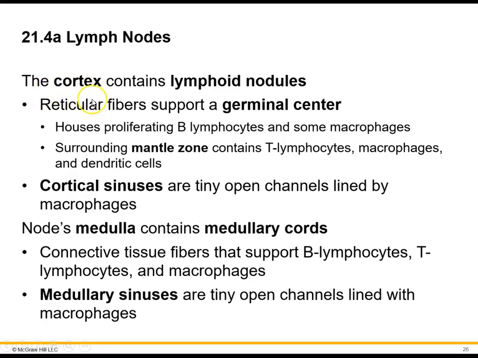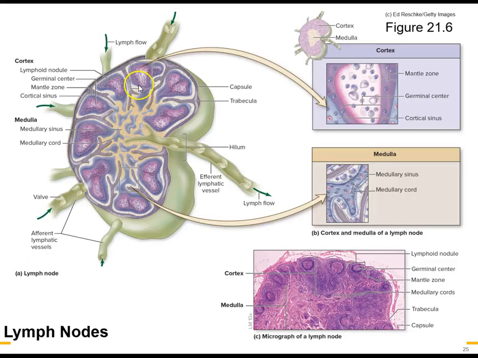The cortex is going to contain lymphoid nodules. Lymphoid nodules are reticular fibers that support a germinal center. The germinal center houses proliferating B cells, as well as some macrophages. And the germinal center is going to be surrounded by a mantle zone that contains T cells, macrophages, as well as dendritic cells. The cortical sinuses are tiny open channels that are going to be lined by macrophages.